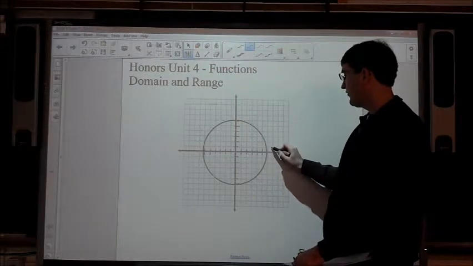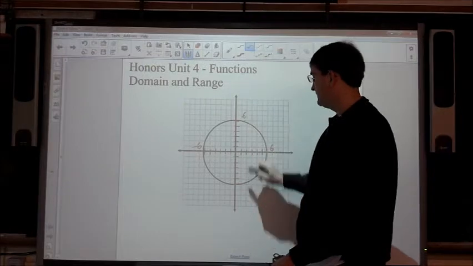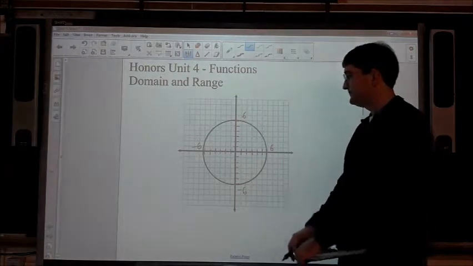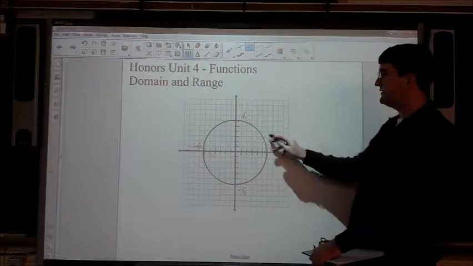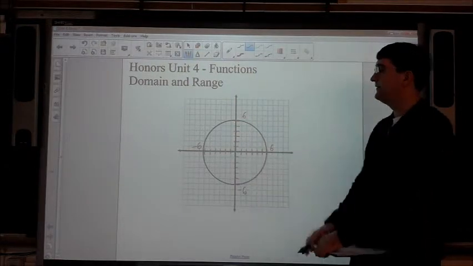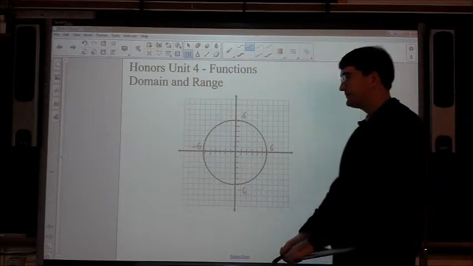So this is positive 6 over here. This is negative 6 over here. That's positive 6 and negative 6. The graph, keep in mind, is the actual circle part. This is actually the graph of the function, of the relationship. And I want to describe the domain and range.